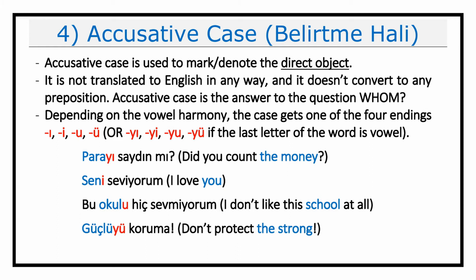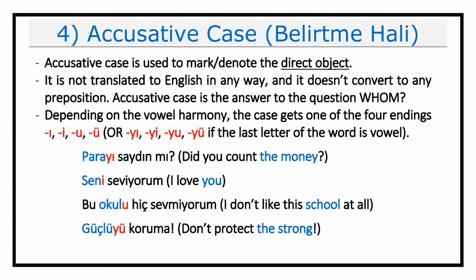Think about English. When you want to say that you love your boyfriend, what do you say? You say, I love him, right? You don't say, I love he. You just say, I love him. When it comes to plural, you say, I love them, not I love they. That's exactly what the accusative case does in Turkish. It is the answer to the question whom. If you can answer this question whom, then it's the accusative case.